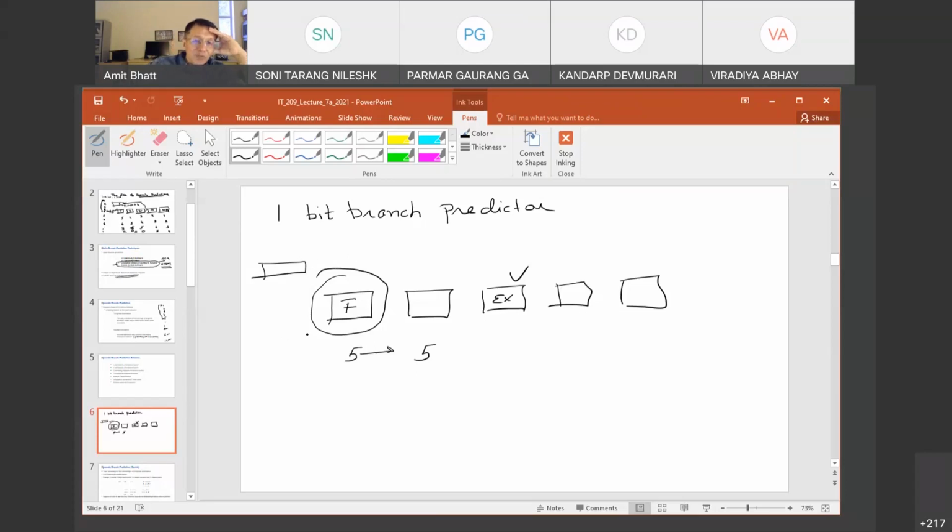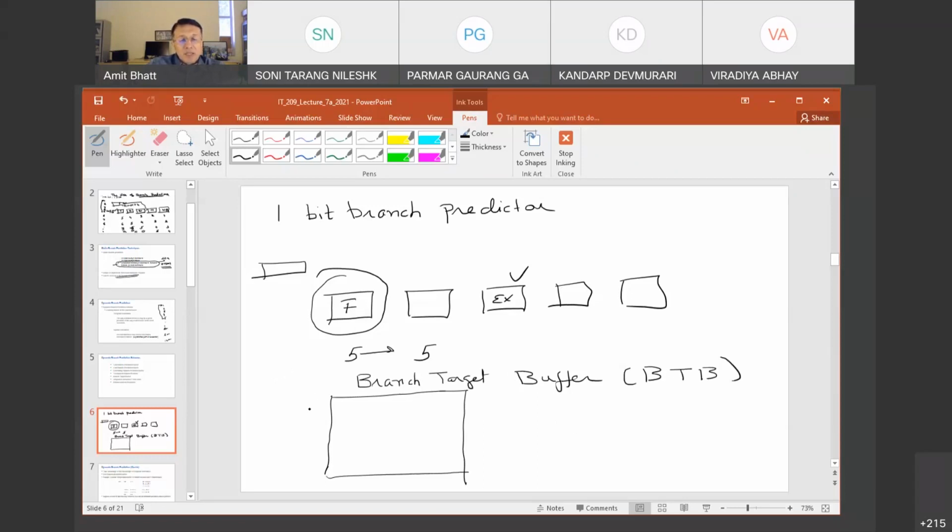Then, again, you start wondering that in words this sounds very interesting and very intuitive, but how do I actually implement it? So the actual implementation would be in the form of a table. So let us say you are executing a program. And this is your branch target buffer, or people call it BTB.